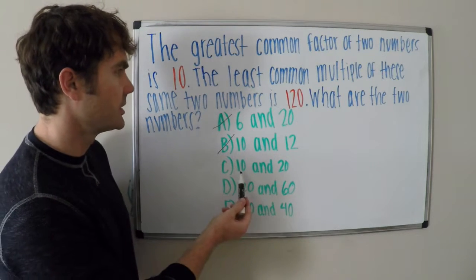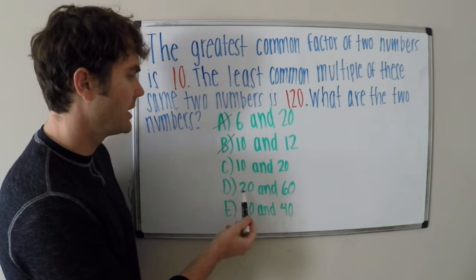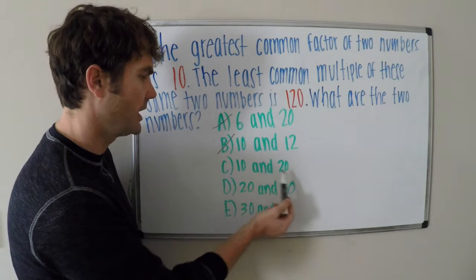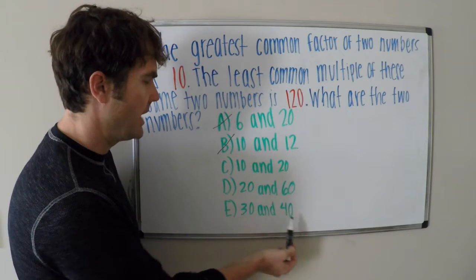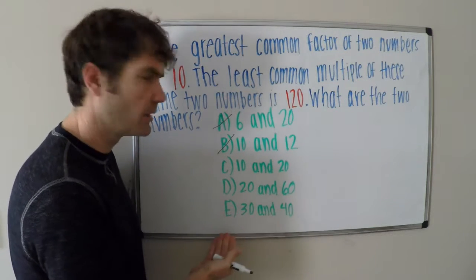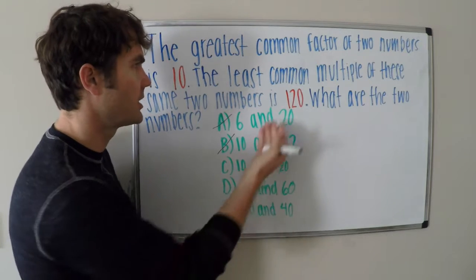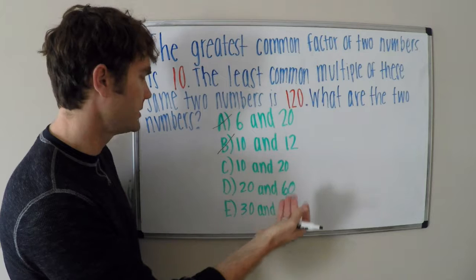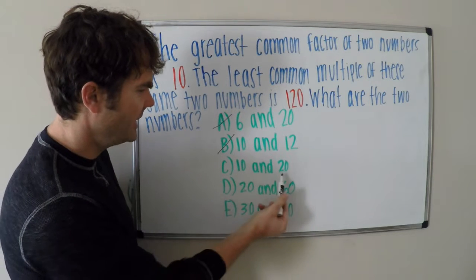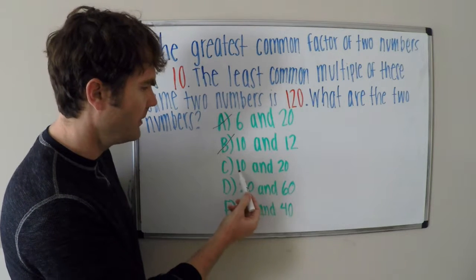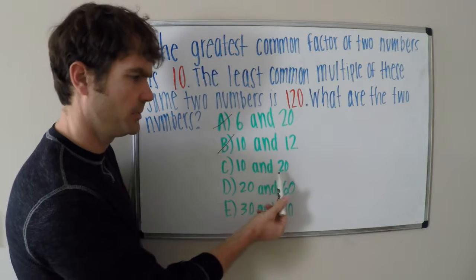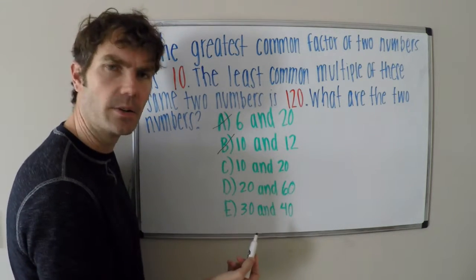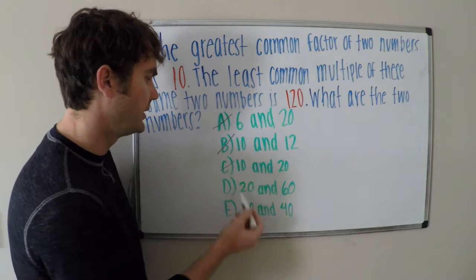120 is divisible by all of these numbers: 10 and 20, 20 and 60, and 30 and 40. So we don't have any we can rule out just because they're not multiples. But which one is the least common multiple of these numbers? Looking at 10 and 20, the least common multiple of these guys would just be 20 because both of these numbers would divide into 20. So we can rule that out.